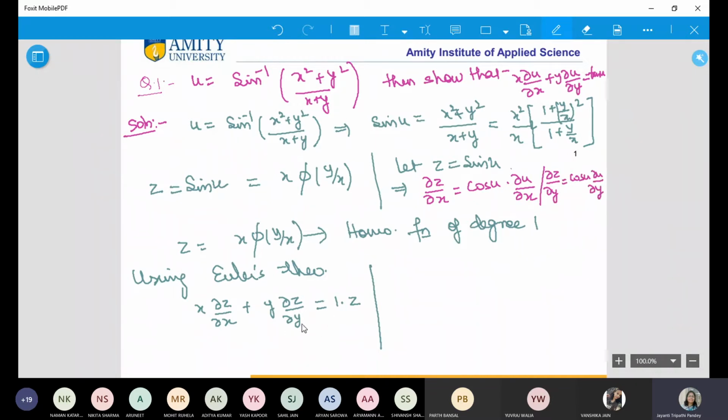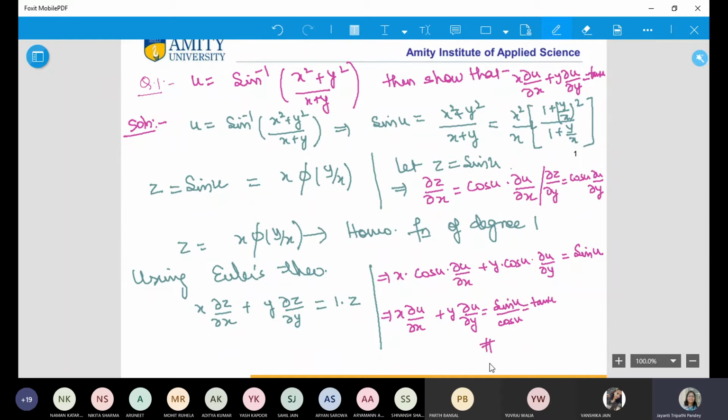Now we will substitute it here. So this means x into cos u del u by del x plus y into cos u del u by del y is equal to sine u. Now I can shift this cos u to that side and it will be x del u by del x plus y del u by del y is equal to sin u upon cos u, which is tan u. Right?